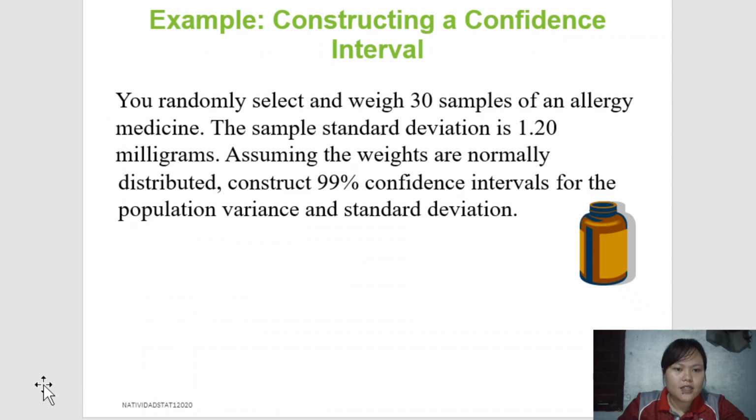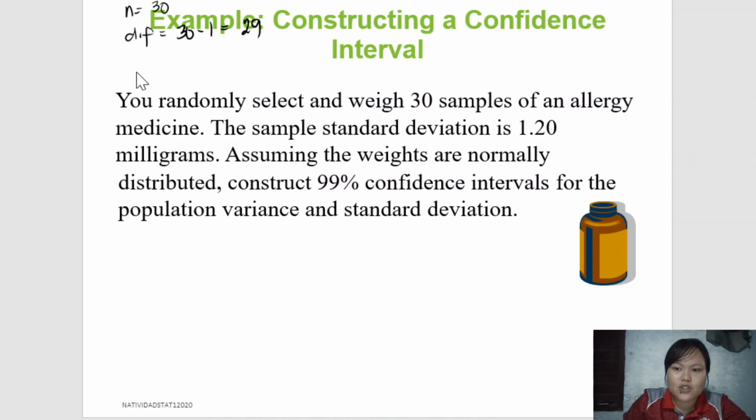Okay, so we have this problem. Supposing we randomly select and weigh 30 samples of an allergy medicine, the sample standard deviation is 1.2. I would have to get the givens. First off, we have n equal to 30. Therefore, the degrees of freedom is equal to 30 minus 1. That's 29.